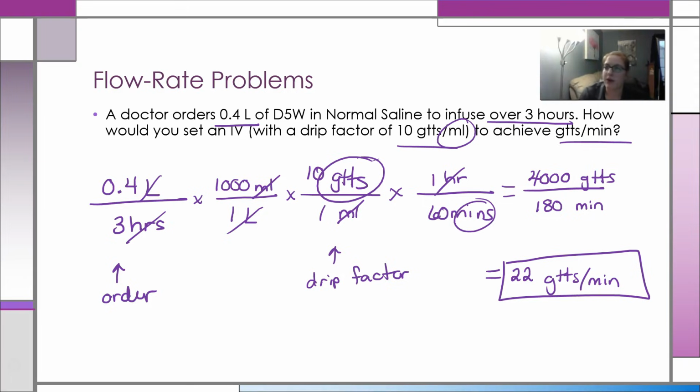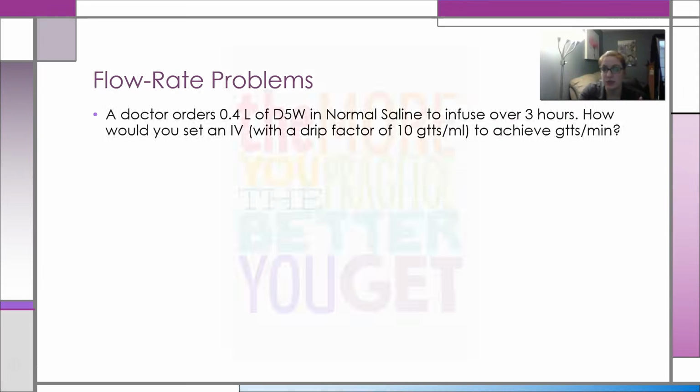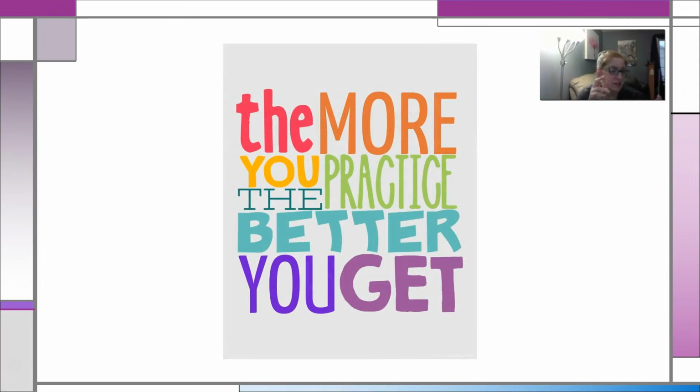Okay, so that was our flow rate problems. Notice that some problems do not have certain information, and then other problems have more information than you even need to use. So it's really about practicing those skills. And I say this in my math classes. I say this in all of my workout classes. The more you practice, the better you will get. Doesn't matter what you're doing. It could be baking a pie or making the bed. I don't care. The more you practice, the more you do something, the better you get.